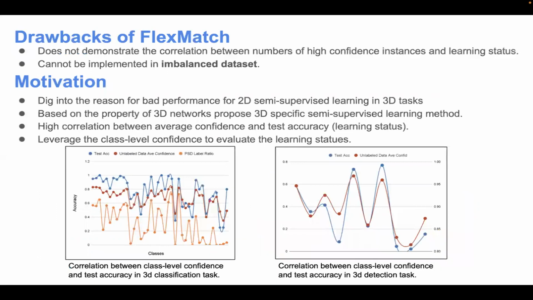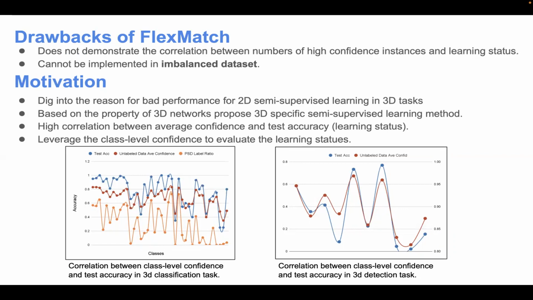However, we still find some drawbacks. Firstly, it doesn't demonstrate the correlation between the number of high-confidence instances and the learning status. Secondly, it cannot be implemented on imbalanced datasets. Hence, the motivation of this work is to dig into the reason for better performance for 2D semi-supervised learning.